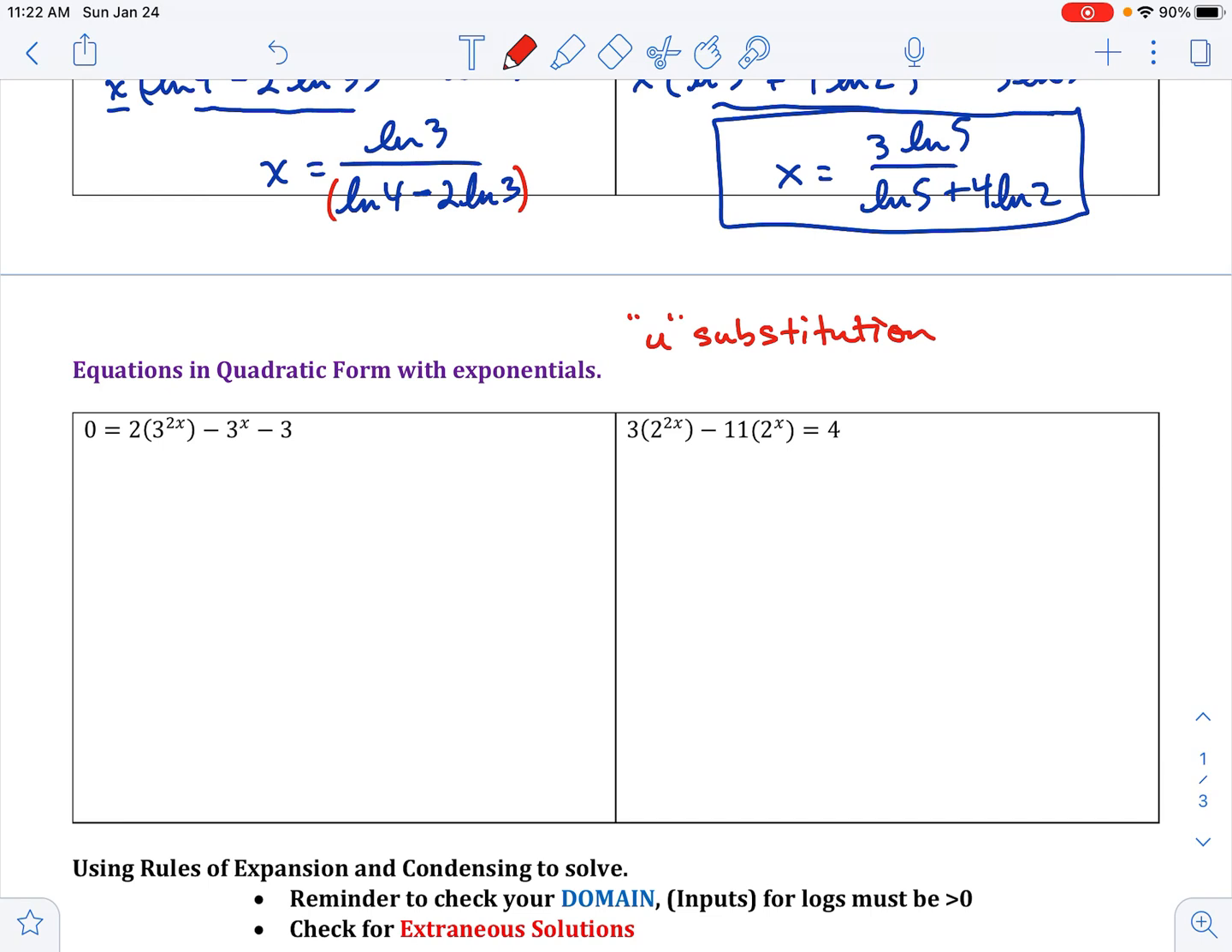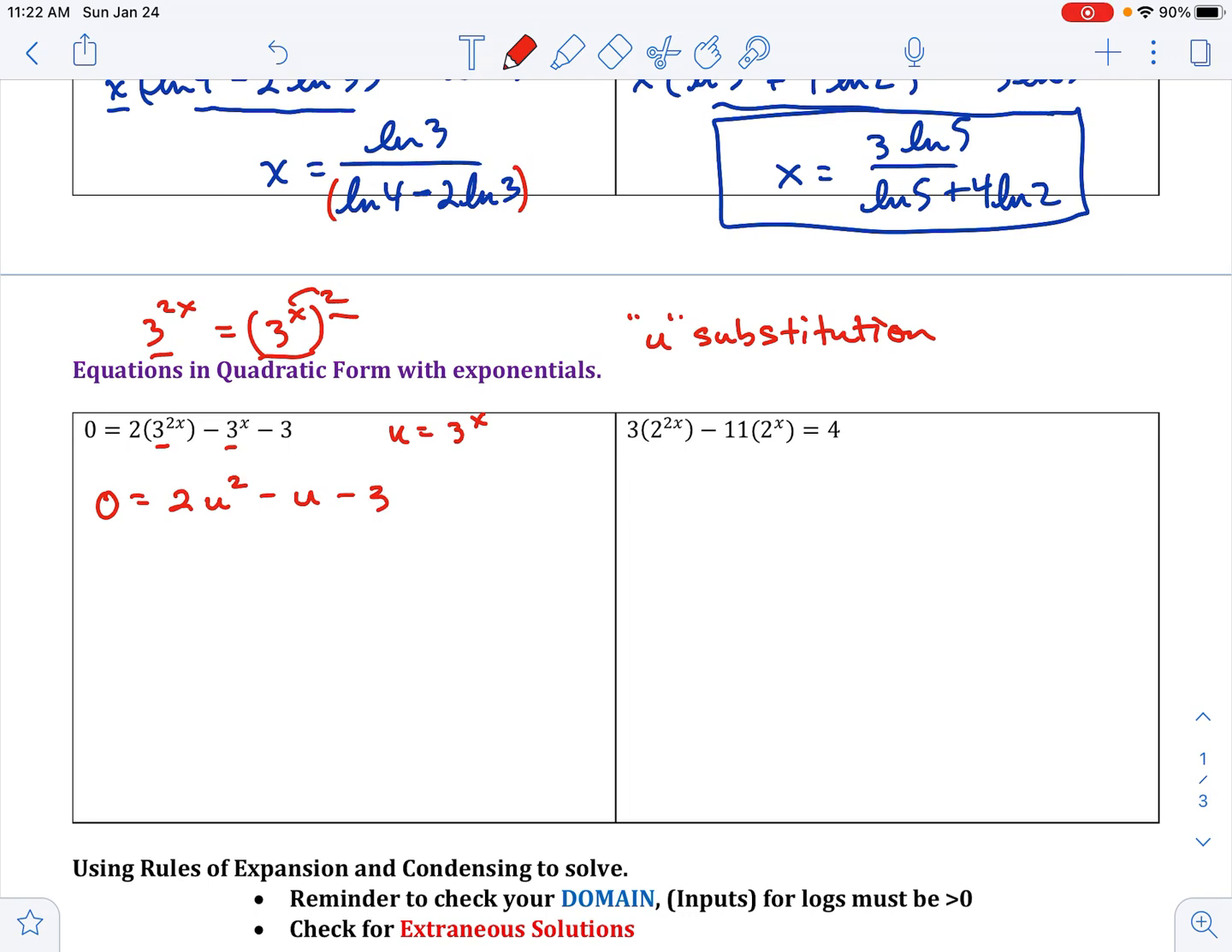Okay, so what that means in this case is I see a 3 to the 2x and a 3 to the x. So now remember, a 3 to the 2x is the same thing as 3 to the x quantity squared. Remember, if I distribute that 2, I get 3 to the 2x. So what that means is I see this as u equaling 3 to the x power, which means my 3 to the 2x is a u squared. So this becomes 0 equal to 2 times u squared minus a u minus a 3.